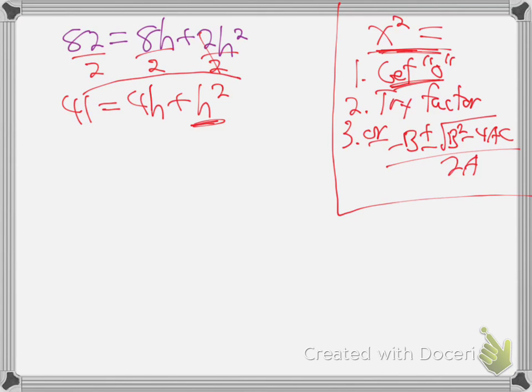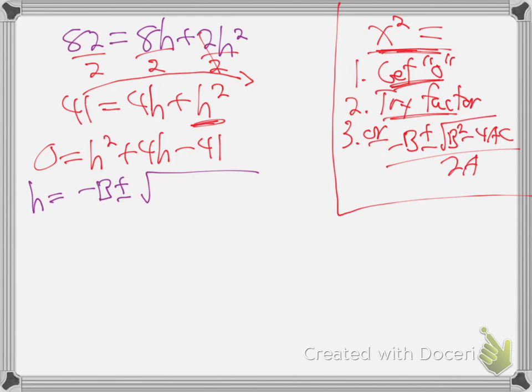You've got to get a 0 first. So I'm going to bring this 41 over this way, so that'll put a 0. I'm going to reorder these from highest power to lowest: h squared plus 4h minus 41. So I got a 0. Next, you can try to factor, but that's not going to factor. I'm going to jump right into the quadratic formula. So h will equal negative b plus or minus the square root of b squared minus 4ac all over 2a.